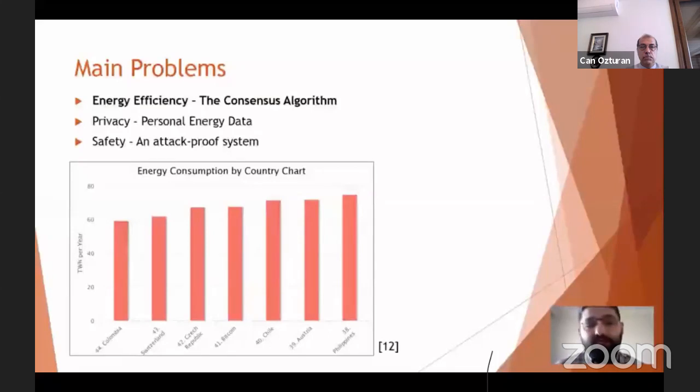At the same time, the privacy of the nodes that use the energy data should be encrypted so that people's personal data cannot be used by companies. And the system should be attack-proof so that the safety of the system is always ensured and the energy trade is always continuous.